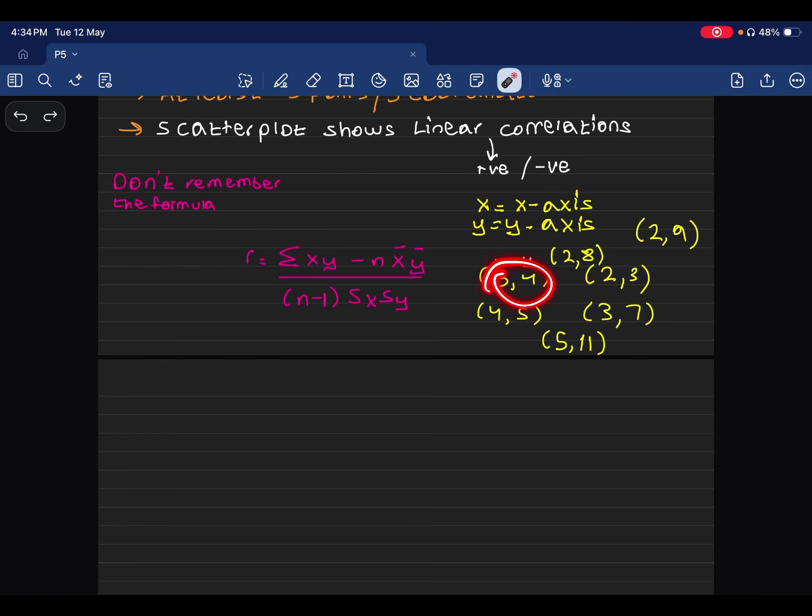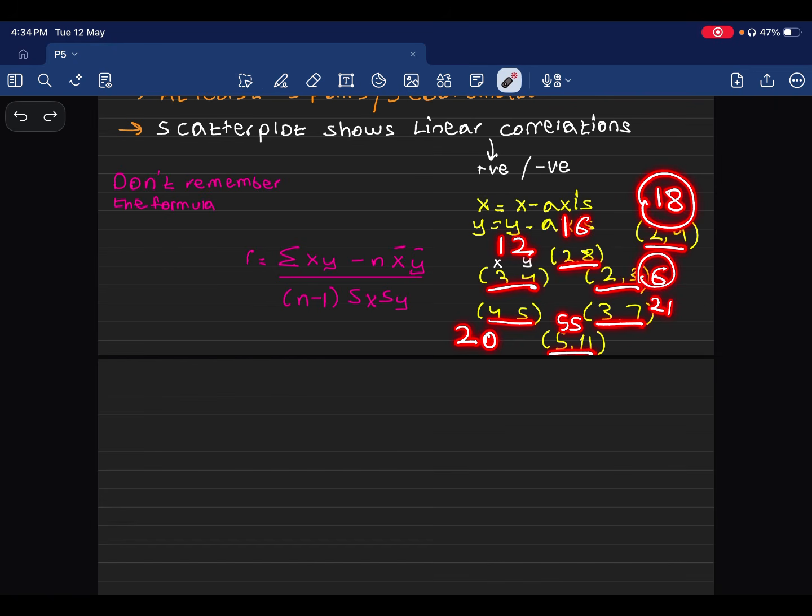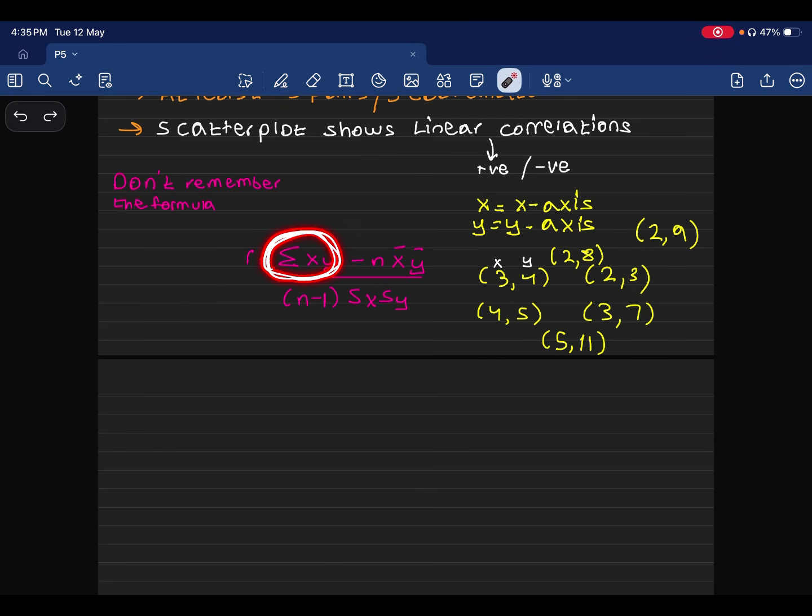Now, add all of the values you get. So, for example, 2 times 9, 18. 2 times 8, 16. 3 times 4, 12. 4 times 5, 20. 5 11s, 55. 3 sevens, 21. 2 threes are 6. 18 plus 6 plus 21 plus 55 plus 20 plus 12 plus 16. Add everything together. This is what is meant by sigma xy. But again, you're not going to be asked to calculate this in the exam. They're going to give you this entire value. So the exam question is going to be like sigma xy is blah, blah, blah.